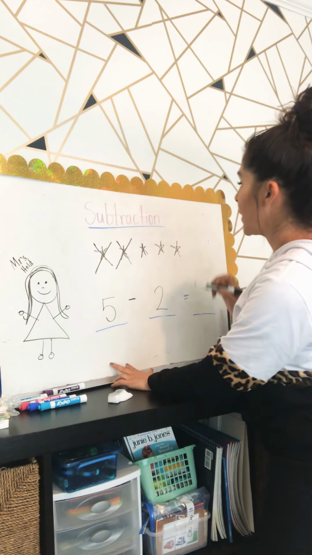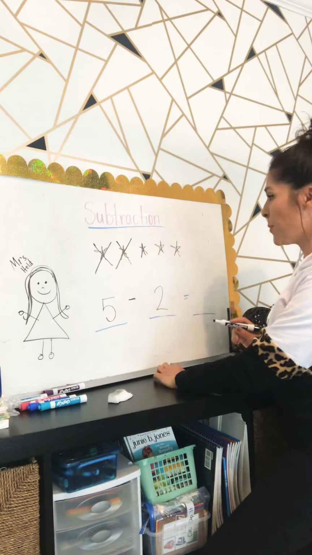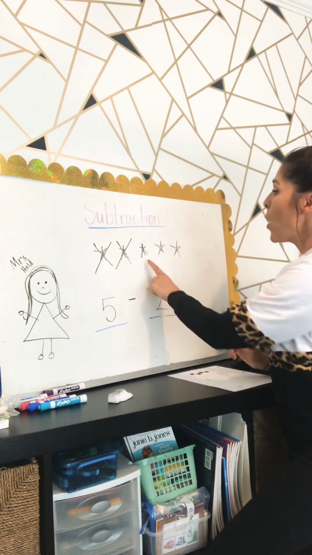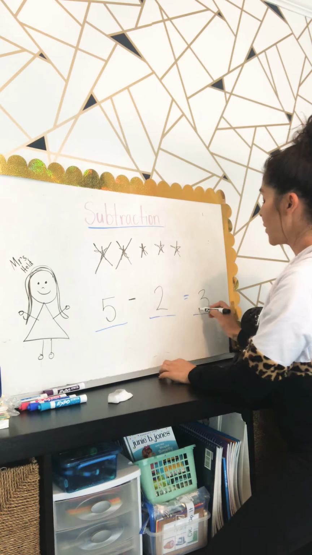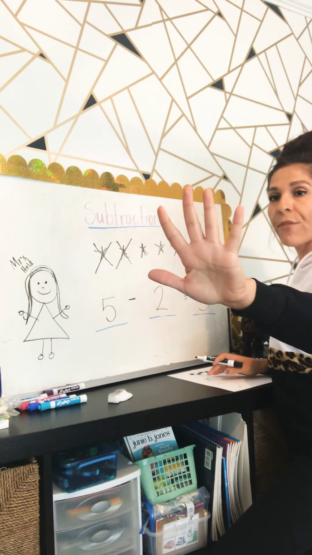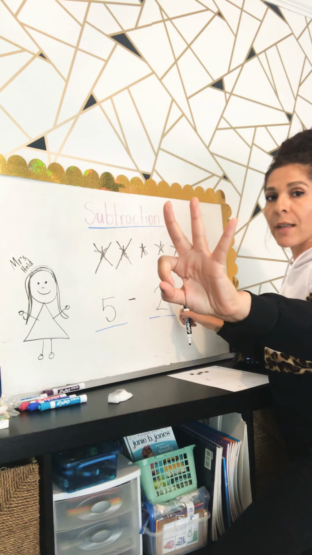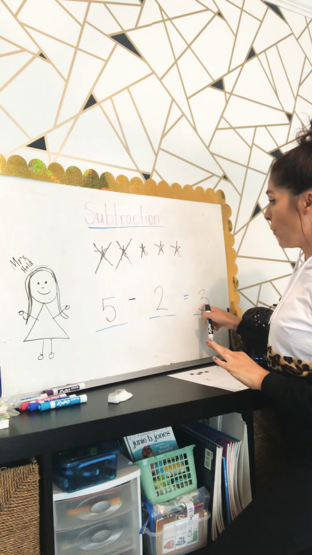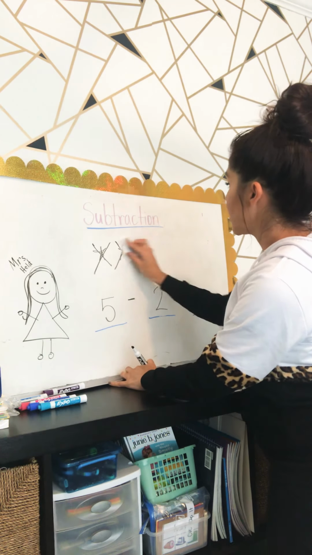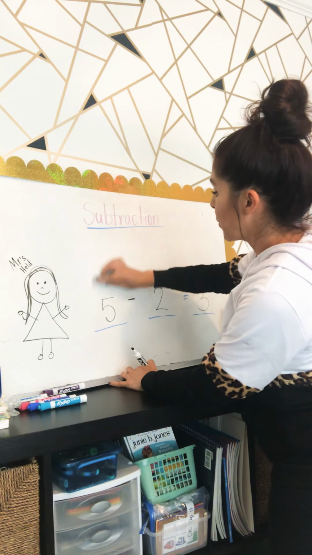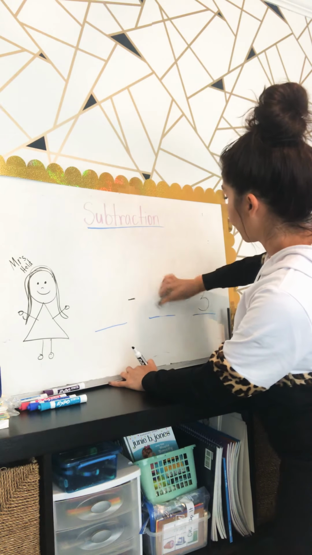Okay, I took away 2, and using stars probably isn't the best picture since it kind of looks the same shape. What is left? 1, 2, 3. You can check yourself on your hands if you need to. If you have 5 and you take away 2, what is left? 3, and that is what I wrote. Okay, so they need to be able to show that subtraction problem in pictures. Let's do one more.